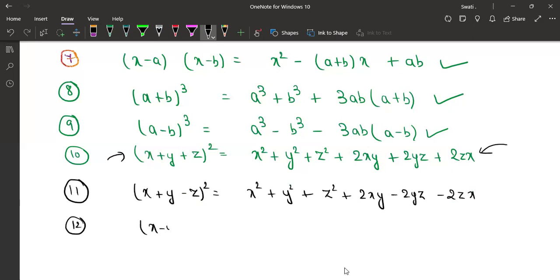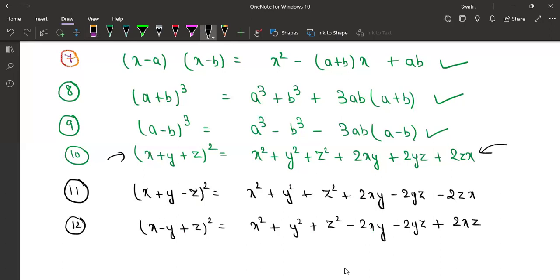Next case will be, let's take minus here, so x minus y plus z whole square. So this will become again the same, x square plus minus y square, but minus square will become plus, so it is just y square, z square as it is, plus 2x into y, but y is negative, so it will become minus, because plus into minus is minus, so it's minus 2xy. Then plus 2 into y into z, but y is minus, so minus 2yz, and then of course plus 2xz as it is.